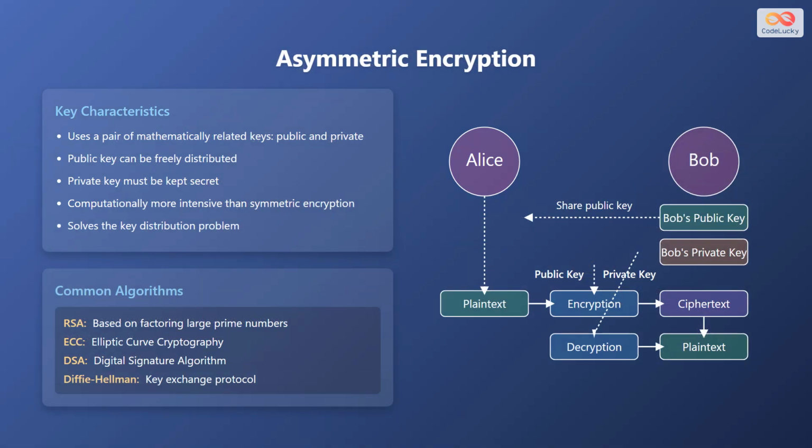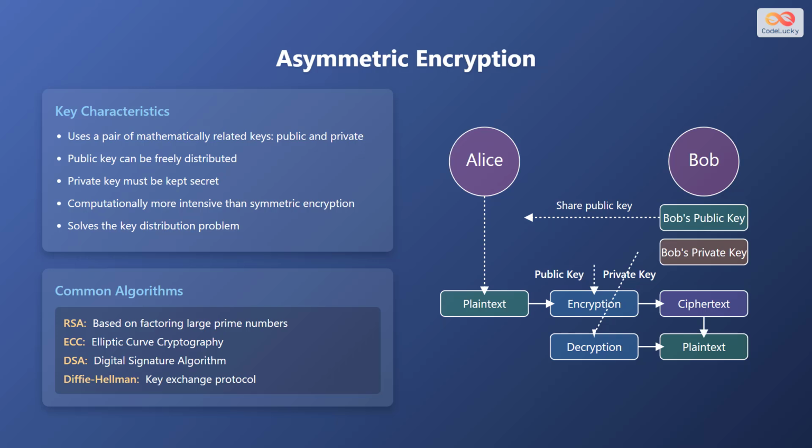Now let's explore asymmetric encryption. Asymmetric encryption uses a pair of mathematically related keys, a public key and a private key. The public key, represented by a lock icon, can be freely distributed and is used for encryption. The private key, represented by an unlock icon, must be kept secret and is used for decryption. Alice obtains Bob's public key and uses it to encrypt the plaintext. Bob then uses his private key to decrypt the ciphertext, recovering the original plaintext.